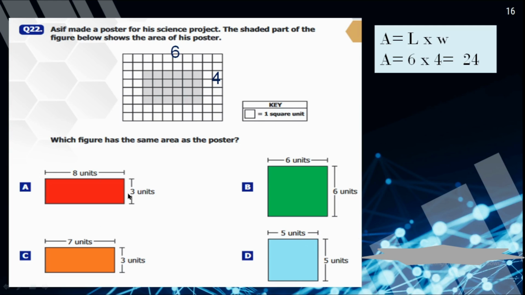Option A is 8 and 3. 8 threes are 24. Option B is 6 sixes, which is 36. Then option C is 7 threes are 21. Option D is 5 fives are 25. So A is our correct option because its area is also equal to 24.